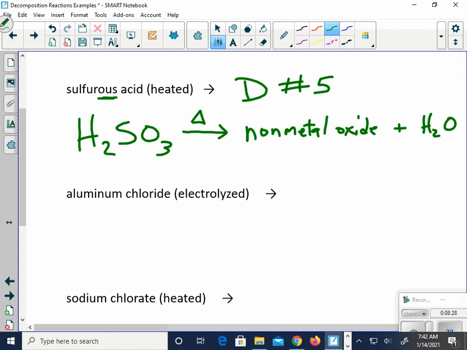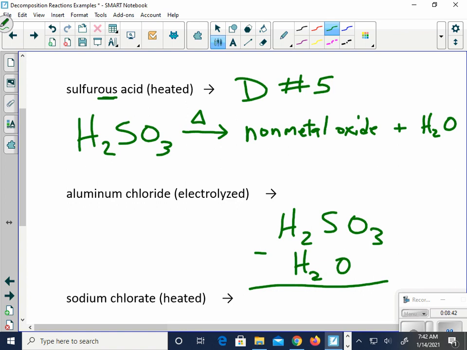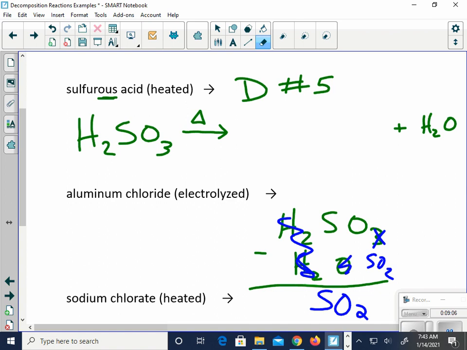Well, when we did this yesterday, we added water to our nonmetal oxide. So today, we're going to take this H2SO3 and we're going to pretend we're subtracting H2O. Once I do that, I get rid of those H's and I get rid of one of my O's. So it's going to give me SO2. See how I did that? Almost like I'm just subtracting a water. So my nonmetal oxide up here is going to be SO2.